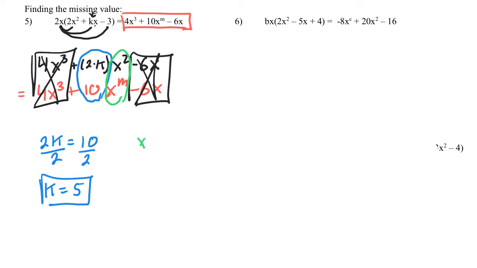The next thing is we're going to look at these x's here. x squared needs to equal x to the m. So what does m need to be to make that true? Well, m needs to equal 2.